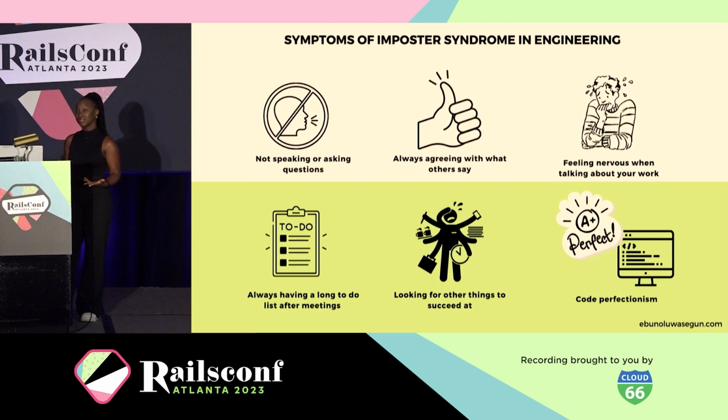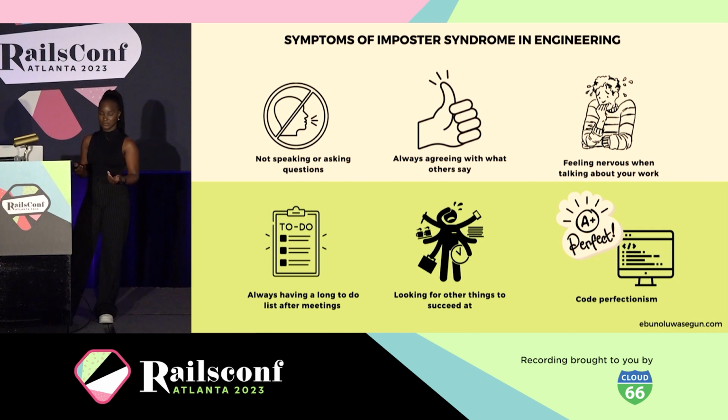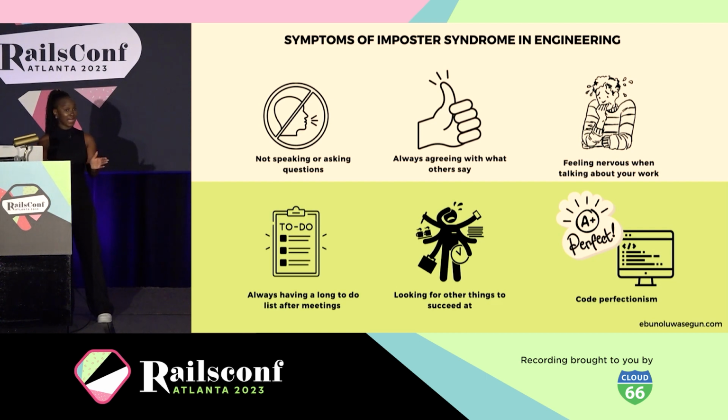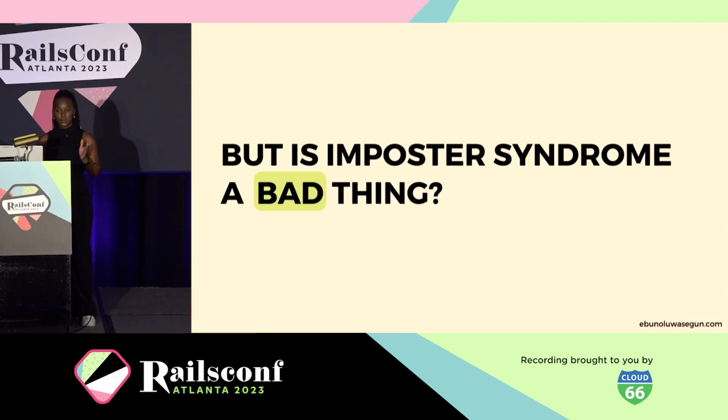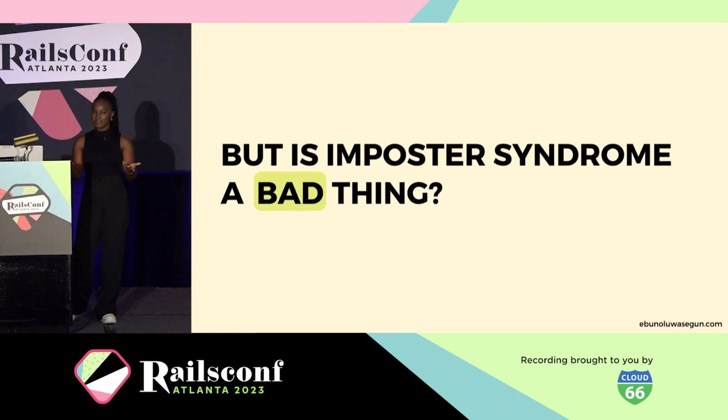So those last two symptoms for me, those are my default symptoms whenever I'm experiencing imposter syndrome. I always look for other things to succeed at, and I practice code perfectionism. And whenever I notice these two things, I just know that I'm in a weird phase of imposter syndrome. But with everything I've just said right now, is imposter syndrome a bad thing?